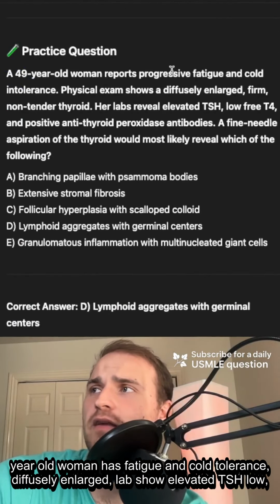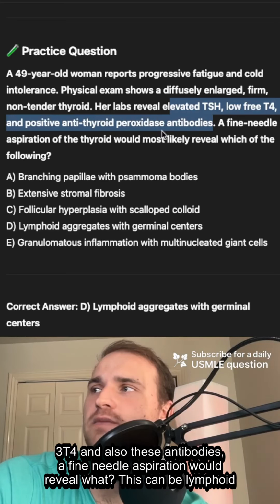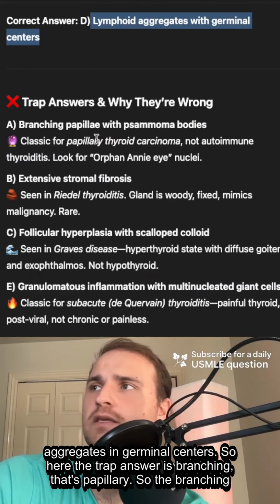Practice question: a 49-year-old woman has fatigue and cold intolerance and a diffusely enlarged thyroid. Labs show elevated TSH, low free T4, and also these antibodies. A fine needle aspiration would reveal what? This would be lymphoid aggregates with germinal centers. So here are the trap answers.